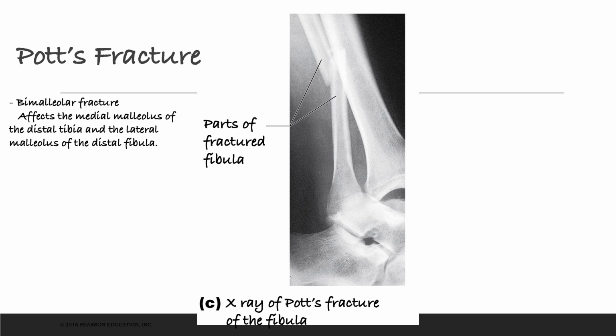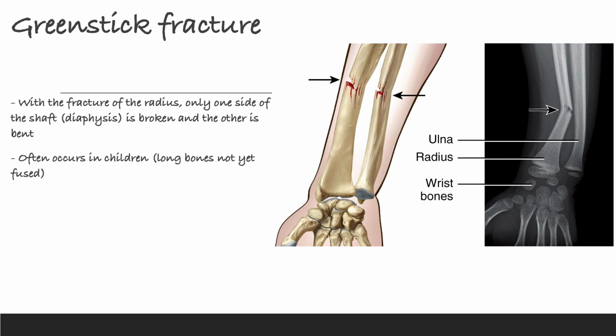fibula. Pott's fracture is actually also very common in sports like soccer. The fibula is a very thin bone, so if someone hits on the side of the shin, this bone is going to get fractured most of the time because it's very pliable, very thin, so it can get fractured easily. So this is a close-up view of the greenstick fracture. With the fracture of the radius, only one side of the shaft is broken, and the other side is bent. The radius is the bone that goes along your thumb region, and then the ulna would be by the pinky.